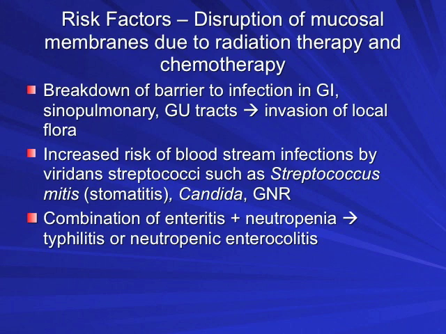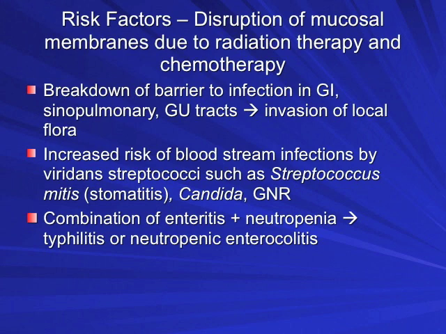Okay, another risk factor is anytime you disrupt the mucosal membranes due to radiation therapy or chemotherapy, you have a breakdown of the barrier to infection. This can be in the GI tract, sinopulmonary or GU tracts, and the concern is invasion of local flora. And this is particularly significant in combination with neutropenia. So, for example, in neutropenic patients who have these disruptions to their mucosal membranes, they're at increased risk of bloodstream infections, such as virulent strep, particularly Streptococcus mitis, which is a big problem in patients with stomatitis. Also, Candida or aerobic gram-negative rod translocation from the GI tract.